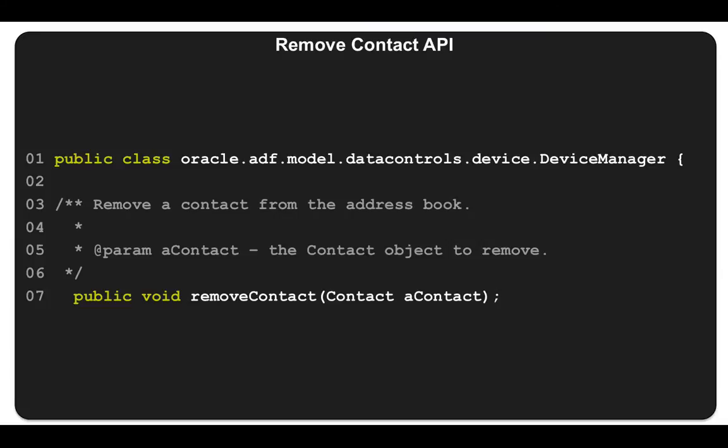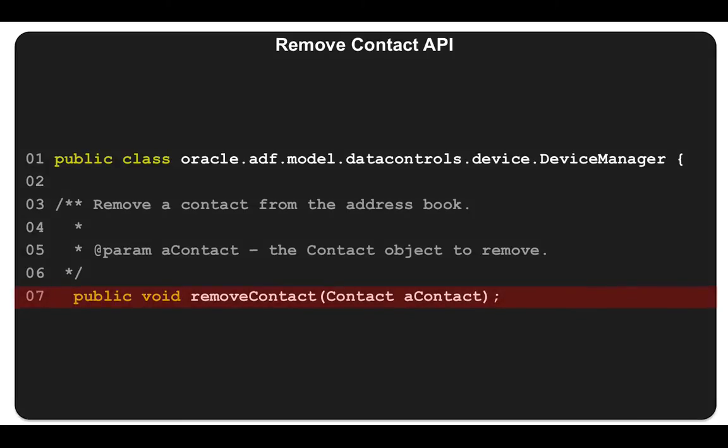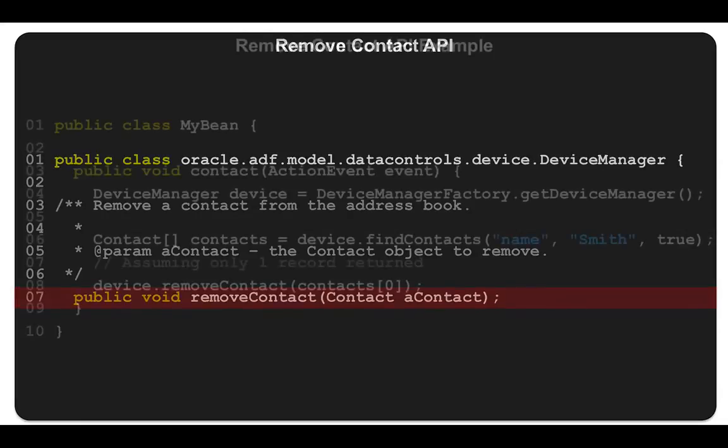The final API that we're interested in the device manager class is the remove contact method. As you can see in this particular example, it takes a contact object, but it doesn't return anything. So what you literally need to do is use the find contact method or the create contact method to create a contact. Then once you've got a handle on a real contact, that's what you pass into this method, and it will remove that associated contact from the address book.